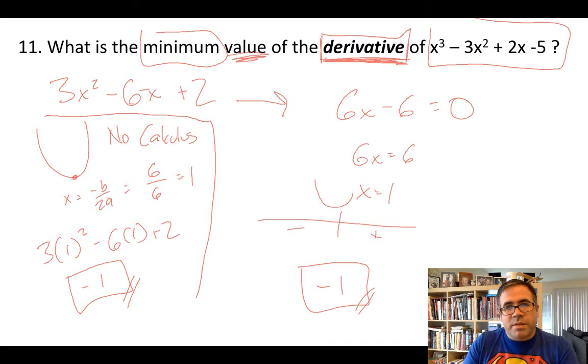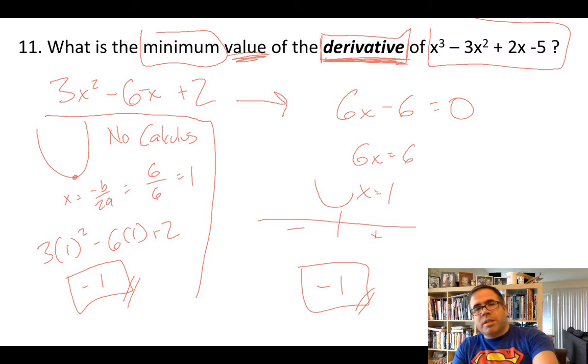So you can either use the technique of taking the derivative twice, or you could take it once and then use what you know about quadratic equations. Either way is fine. I'd say they're about equal amount of work.